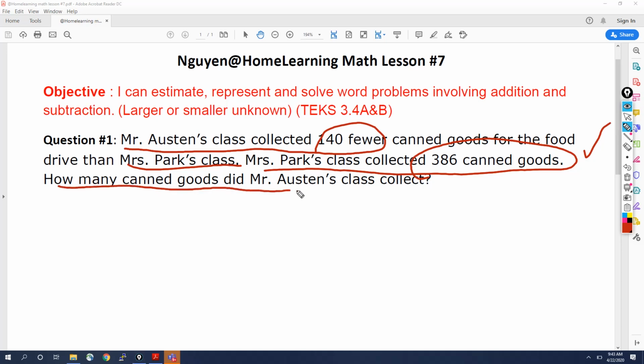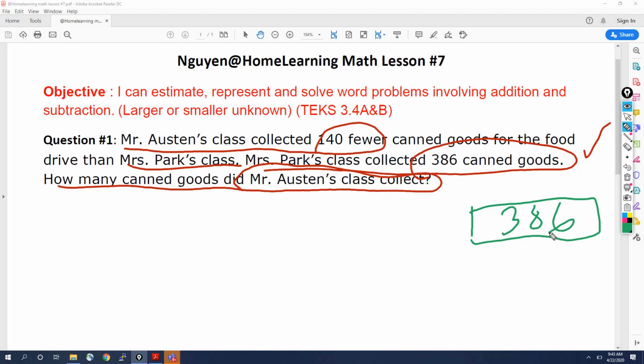Therefore, we have to look for how many cans of good Mr. Austin collected. So because we know Mrs. Park collected 386, so Mrs. Park. Okay, so we draw a strip diagram. Now we go on to Mr. Austin's class. They say his class collected 140 fewer. So I'm going to write 140 fewer. This is a fewer, but we don't know how much he collected. So based on this, we are going to subtract.